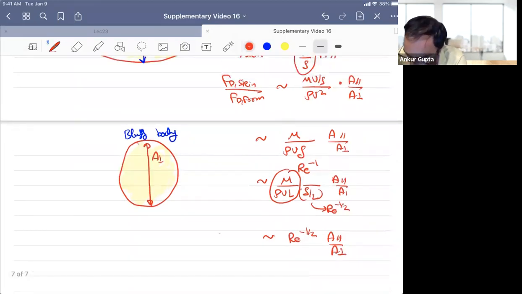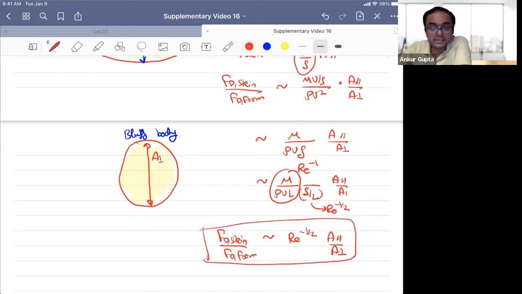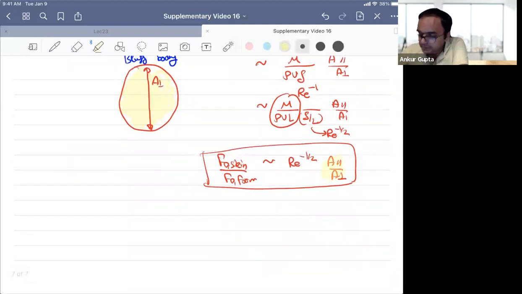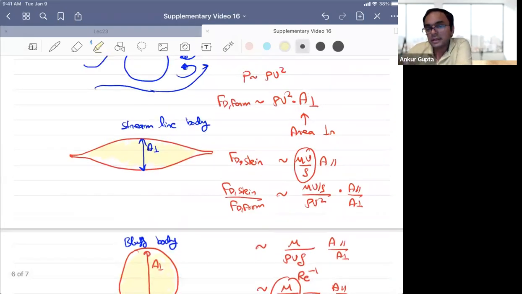And this is a very important result, because it shows that the skin drag becomes less important for large Reynolds number. If I keep increasing the Reynolds number, skin drag becomes less dominant, and the form drag becomes more important. Another factor I can control is the ratio A parallel by A perpendicular. To reduce the form drag, which is something we don't want, since we want to reduce drag as much as possible, you want a streamlined shape, and that's what dictates the entire science of aerodynamics.